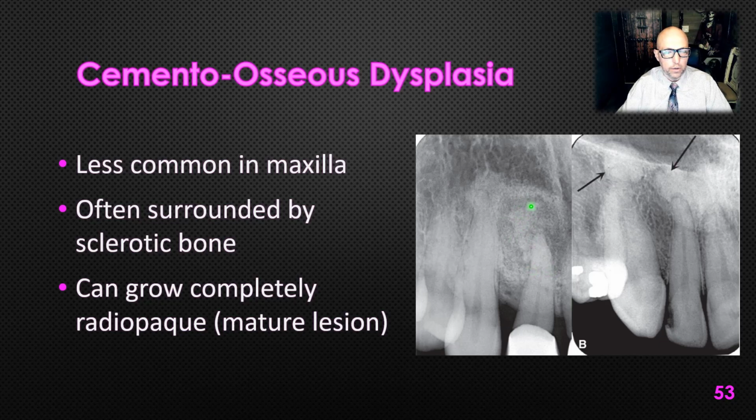These also appear somewhat granular, which is going to be common for osseous dysplasia. And the book talks about them as often being surrounded by sclerotic bone. Here we see a sclerotic border around it. In this case, you don't necessarily see that, so sometimes you see that sclerotic border around these lesions.